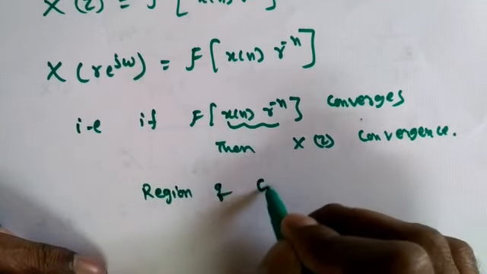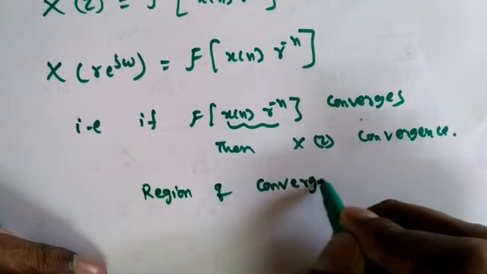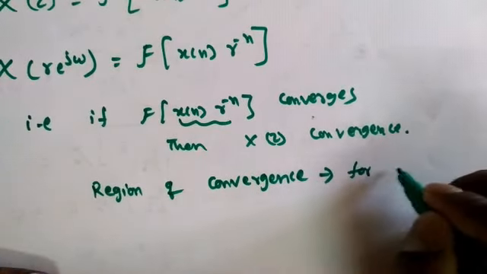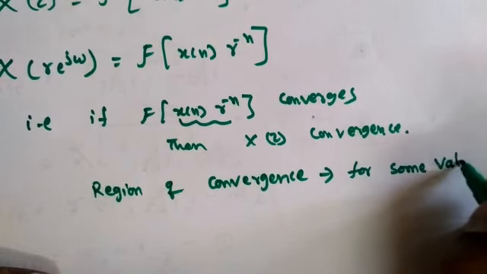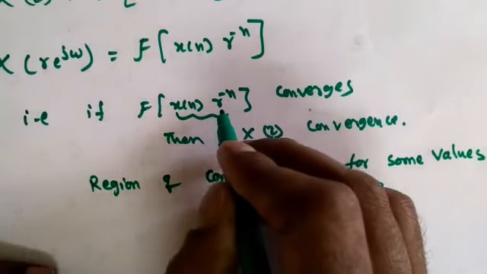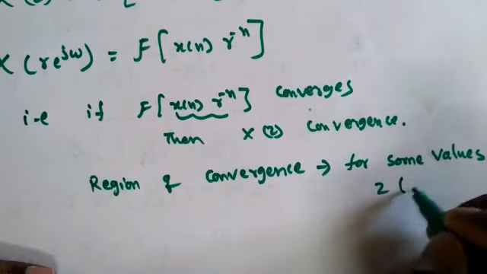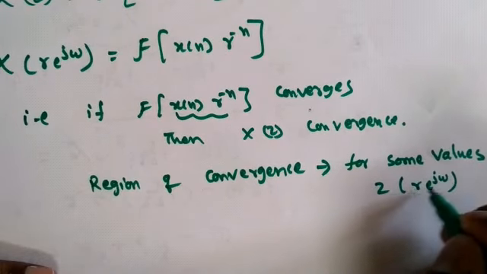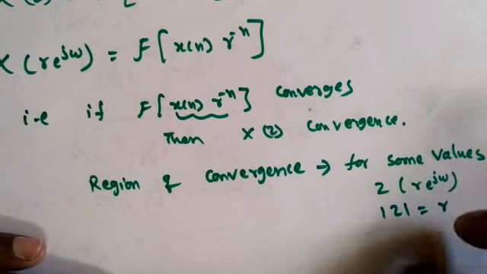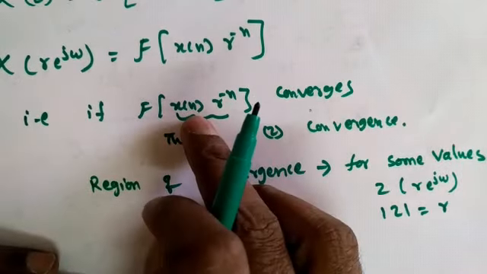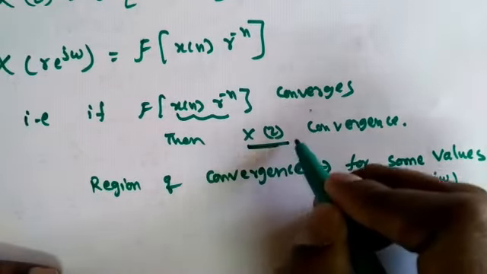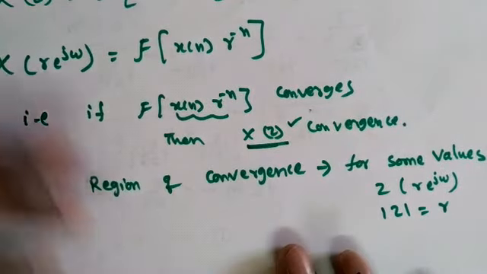So region of convergence is nothing but, x of Z converges for some finite values of Z. So Z is nothing but what? The r, right? So it will have r into e power j omega. If I take the magnitude, the magnitude is simply r. So for what values of r does the Fourier transform converge? If the Fourier transform converges, the x of Z also converges, right? So that is the ROC.